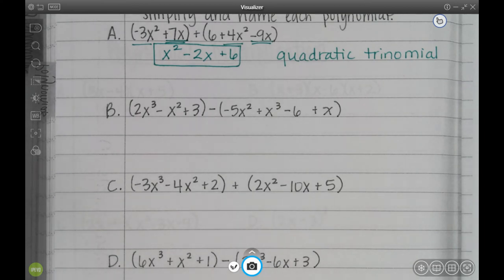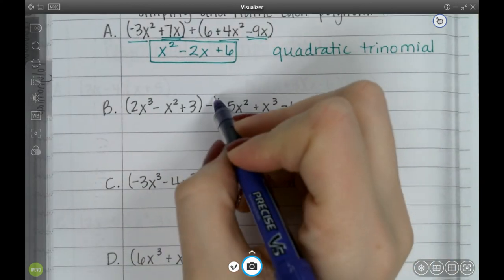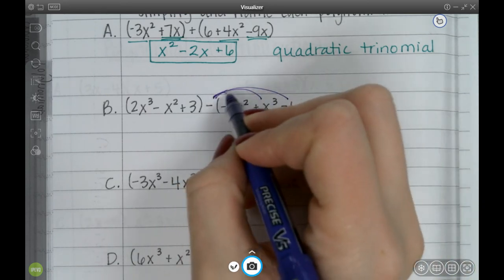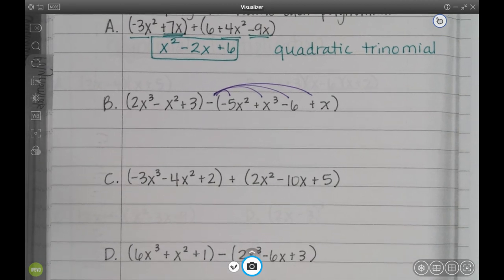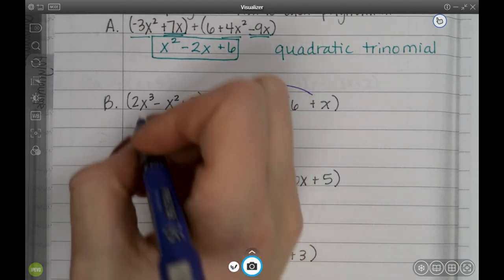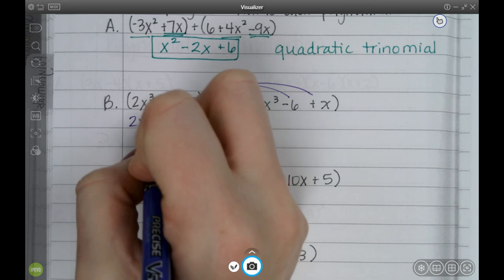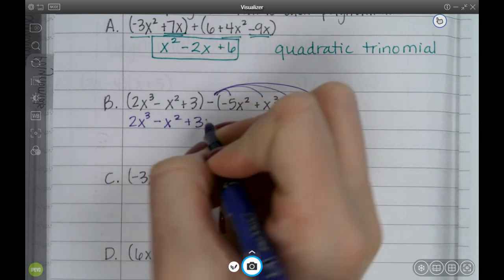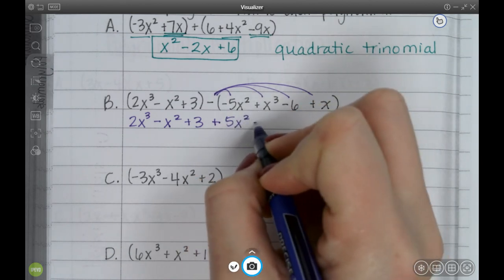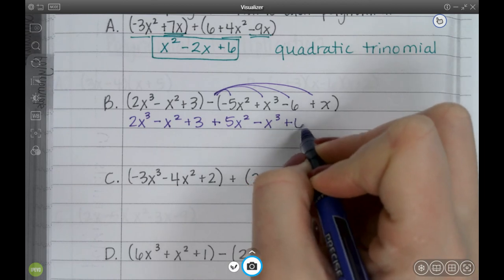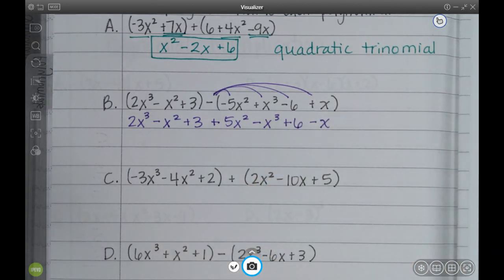Okay, part B, we're subtracting. So just like last time, I'm going to distribute the negative. Combine like terms. So the first one does not change. It's 2x cubed minus x squared plus 3. Second one becomes plus 5x squared minus x cubed plus 6 minus x.